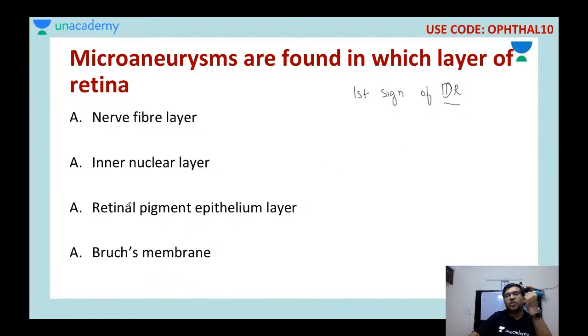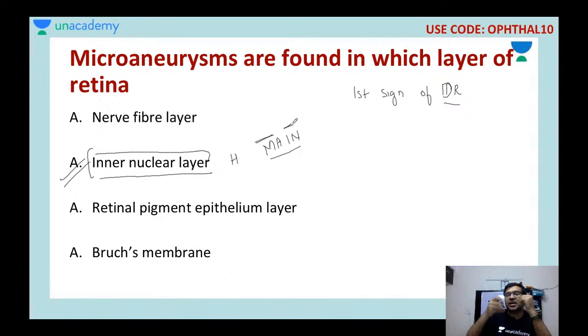Now these microaneurysms are basically seen in the inner nuclear layer of the retina. So you can remember it with the mnemonic, that is MAIN. So MAIN bole to microaneurysms in the inner nuclear layer.